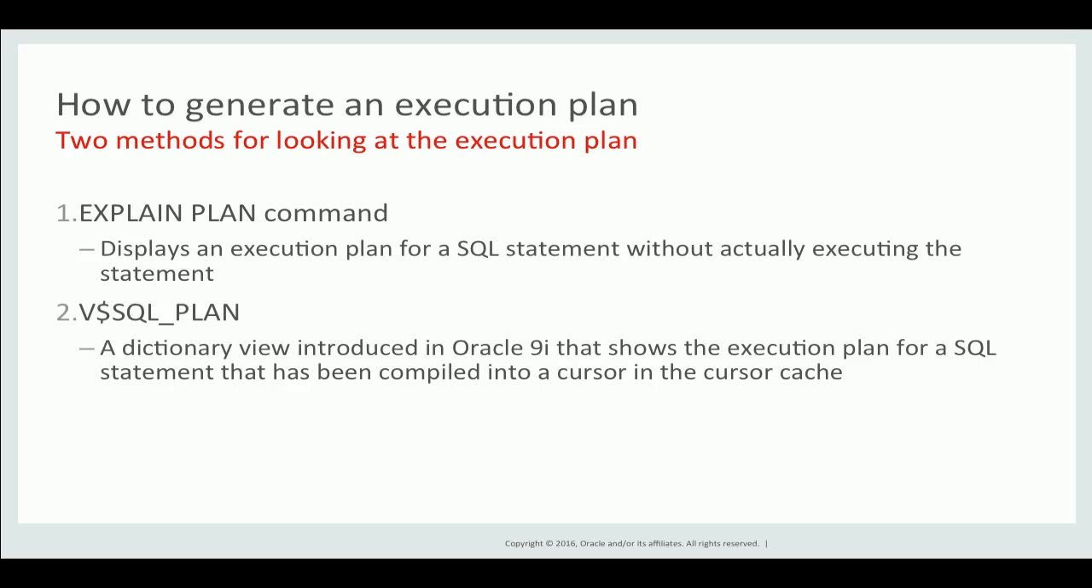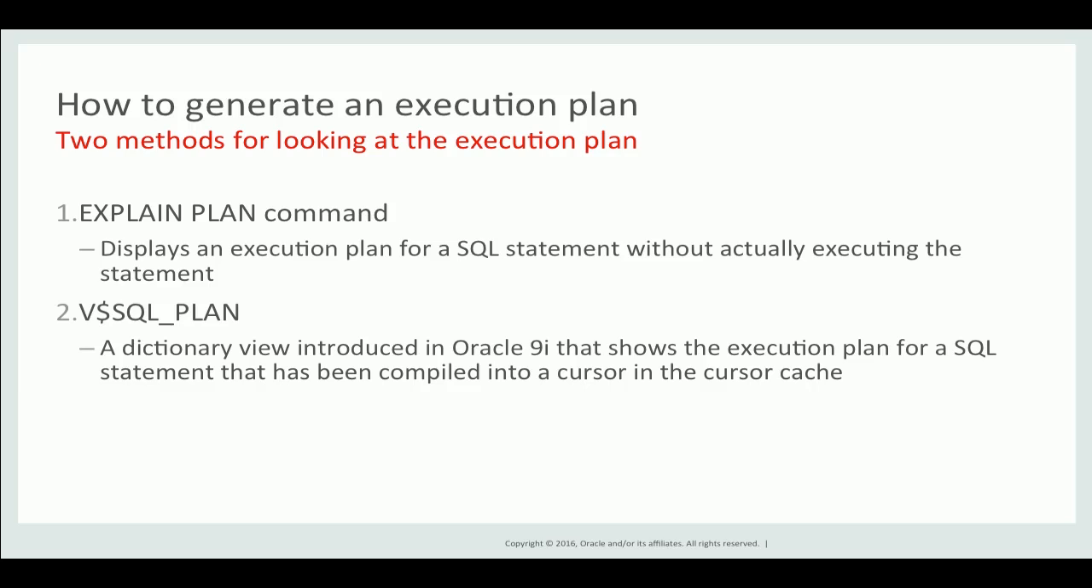The first method is to use the explain plan command. The explain plan command is not actually going to execute the query. It's going to parse the SQL statement and come up with the execution plan, but not actually execute it. The second option is via V$SQL_PLAN. Here we're actually executing the SQL statement and storing the execution plan in a dictionary view that showed up around Oracle 9i. And as I said, it's the actual plan that's in the cursor in the shared pool, so the one that actually got used during execution.